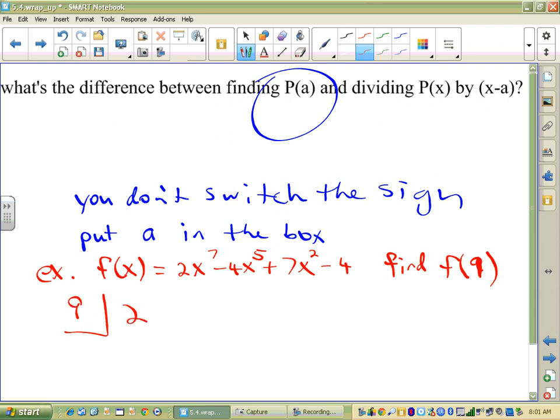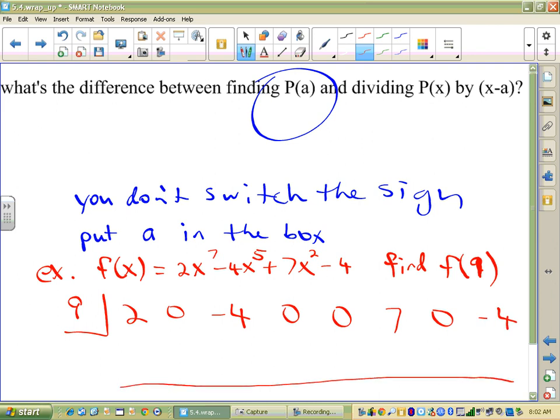And then 2. Let's go ahead and set this up the rest of the way. What would we need after the 2? Not a 1. There's a 6th degree term missing, so we need a 0 for the 6th degree term, then negative 4 for the quintic term, and then 0 for the quartic term, and then 0 for the cubic term. Nice. And then 7, and then after the 7 a 0 for the linear term that's absent, and then a negative 4. So when we do this, what is f of 9?